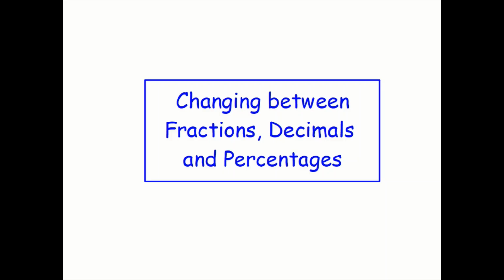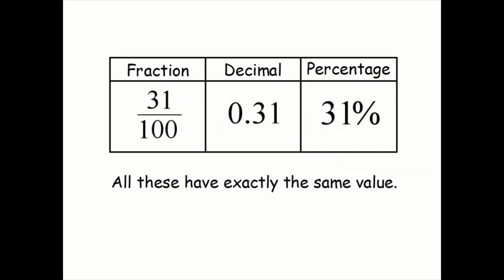Hello and welcome to this video on changing between fractions, decimals and percentages. As you can see on the screen here, we have three different representations of the same number. We've got 31 over 100, which is also said as 31 hundredths. We have the decimal 0.31 and the percentage 31%. And that is the symbol there used for percentages. All of these have exactly the same value. They are just three different representations of the same number.